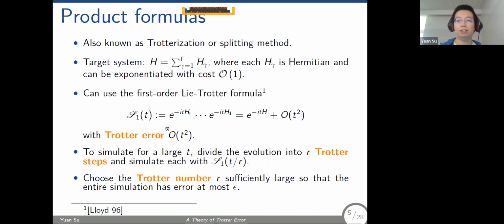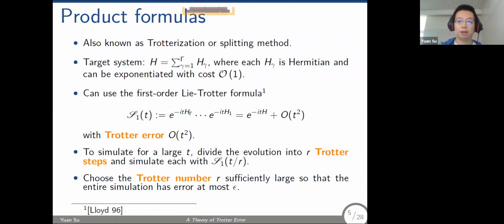Let me call it a Trotter error. This Trotter error is second order in T. So if the evolution time T is small, then this approximation is pretty accurate. But how about a larger T? If you want to simulate for a longer time, one thing you can do is divide the evolution into R steps, and then you only apply this formula within each short step and combine the results together. Each step gives a fairly accurate approximation, and then you put them together, and hopefully you get a good approximation overall.